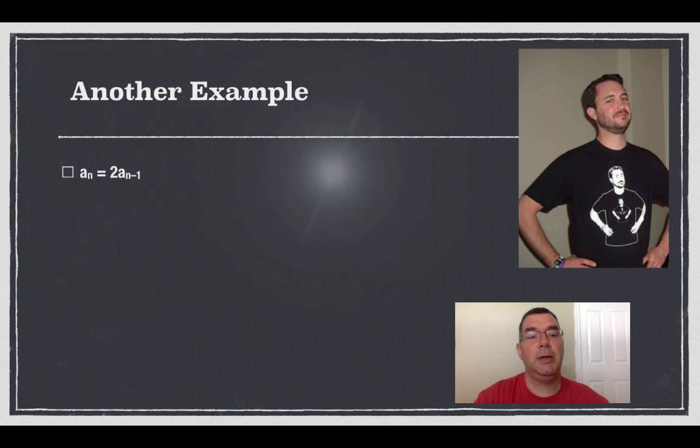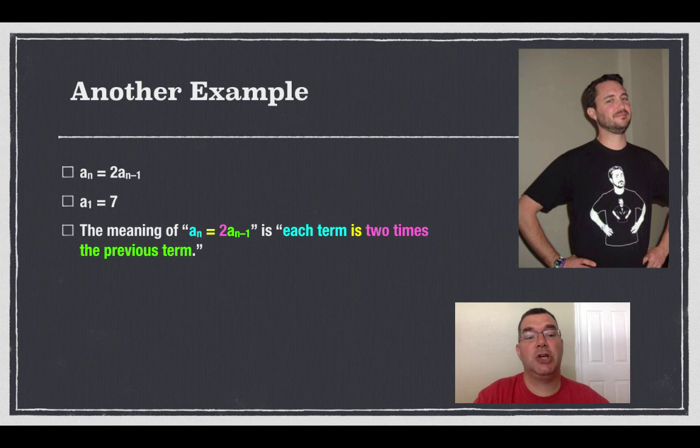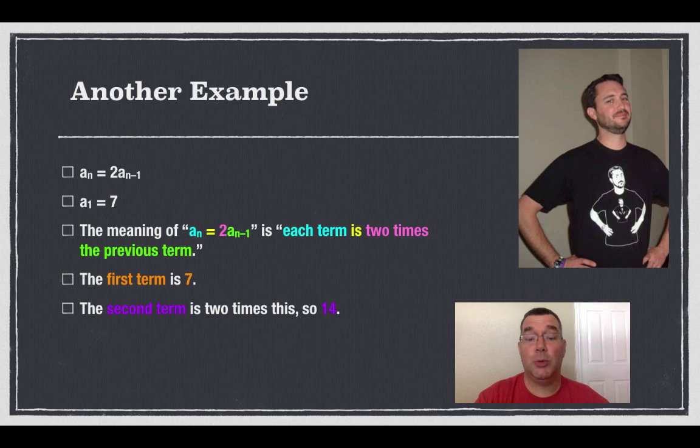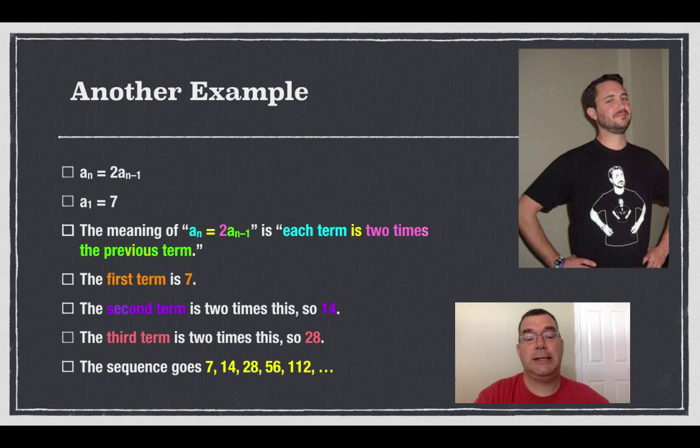All right, here's another example. an equals 2an minus 1, and a1 equals 7. Well, that first phrase means that every term is going to be 2 times the term that came before it. So the previous term. a1 equals 7 just means that the first term is 7. So I'm basically going to start at 7 and keep multiplying by 2 to get from term to term to term. So the second term is going to be the first term, 7, times 2, which is 14. And if I multiply 14 by 2, I'll get the third term, which is 28. And the sequence keeps going 7, 14, 28, 56, 112, and so on.